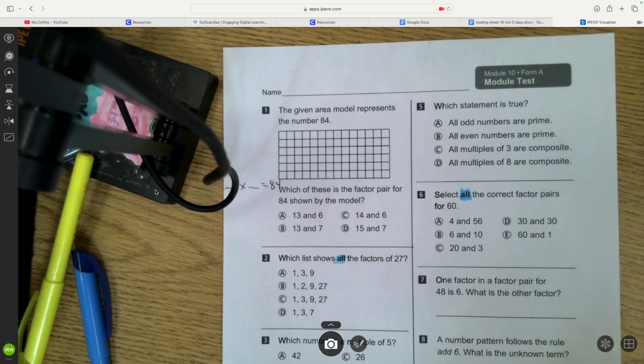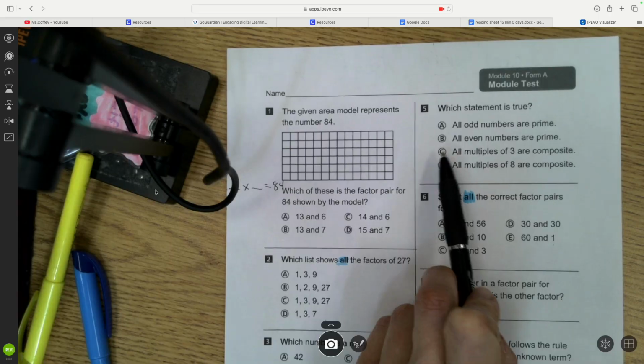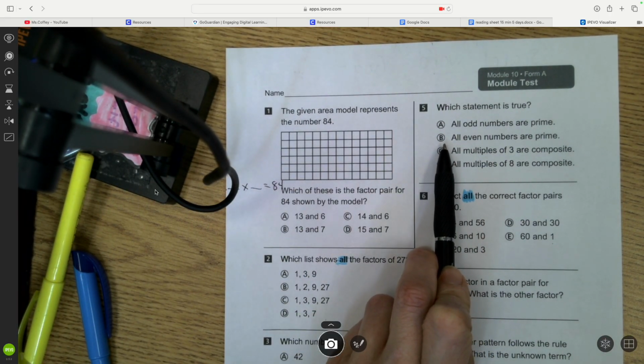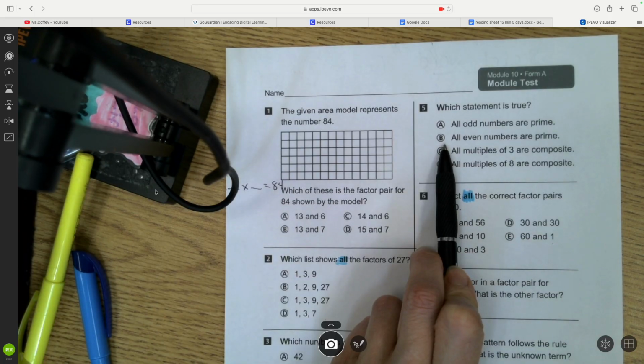Okay, think about it. Go to bigger numbers. What about 27? If you don't know it, think about it. B, all even numbers are prime.